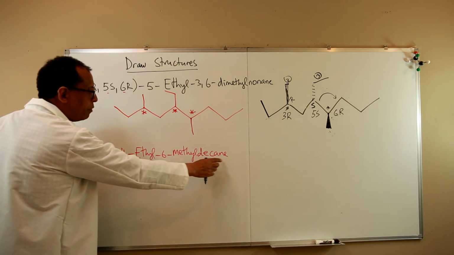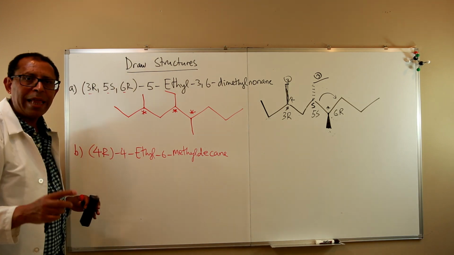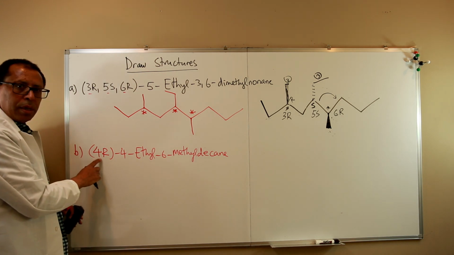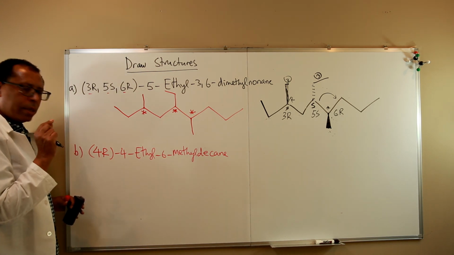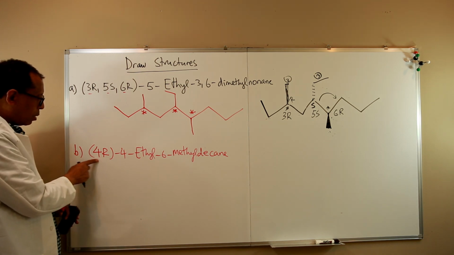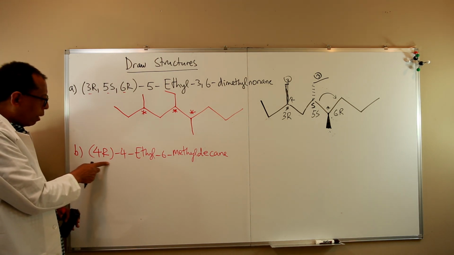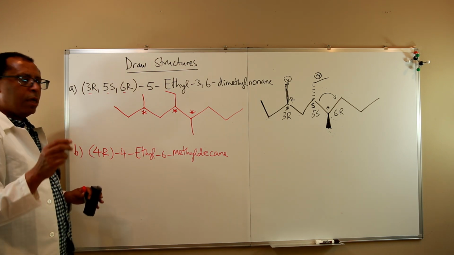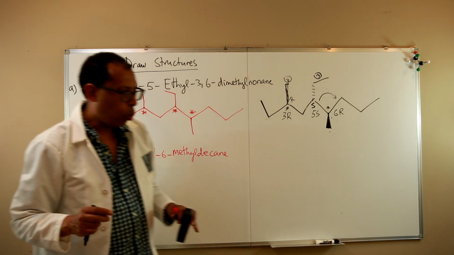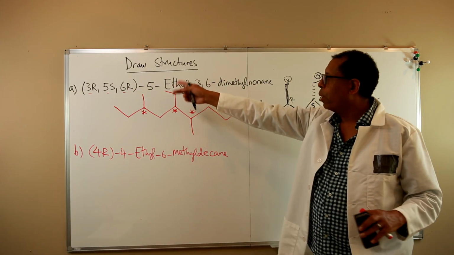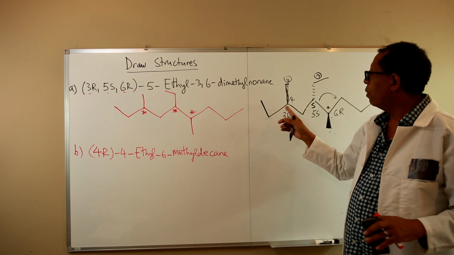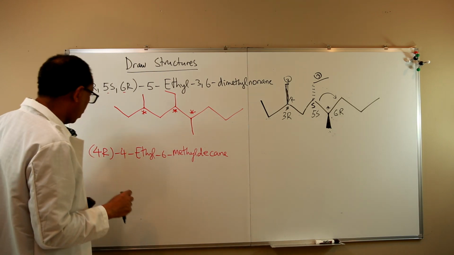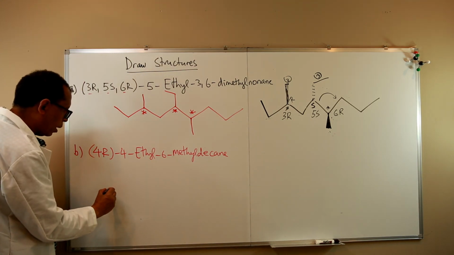Okay, here I have decane. Decane is a 10 carbon compound, right? But it has only one stereogenic center, because in the parentheses you have only one, at the 4th position. It is an R configuration. It tells you that the compound has only one stereogenic center. In the top example, you have 3 stereogenic centers, but the second one has only one stereogenic center with 10 carbons.